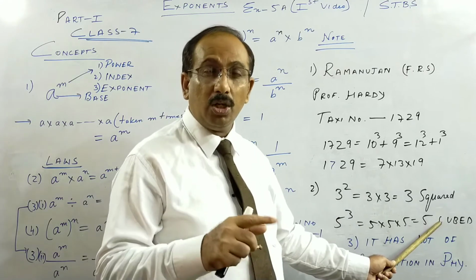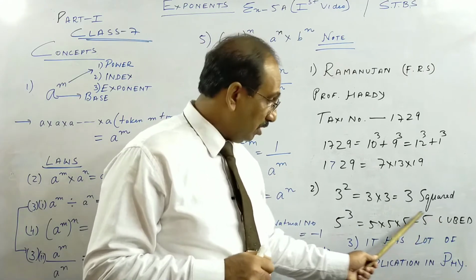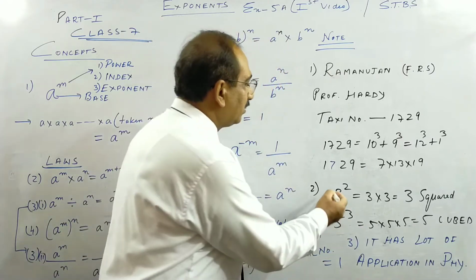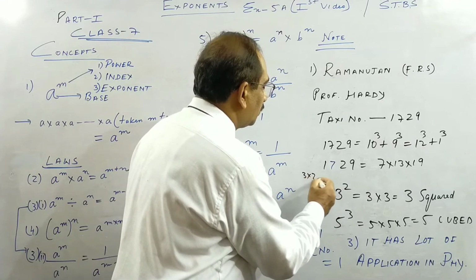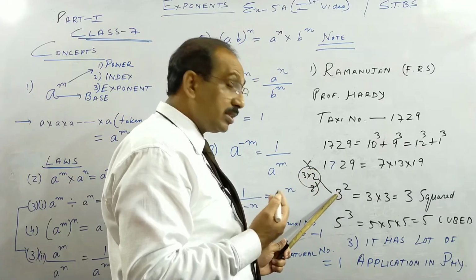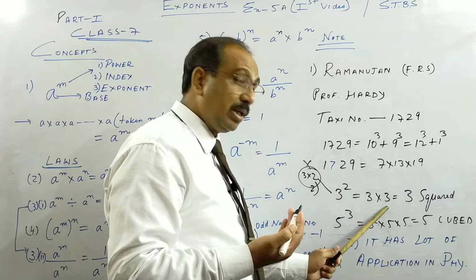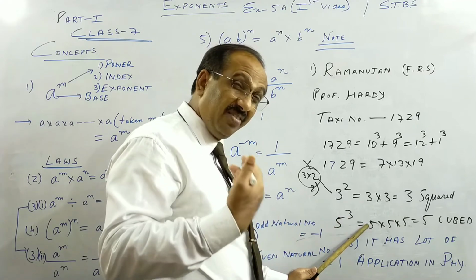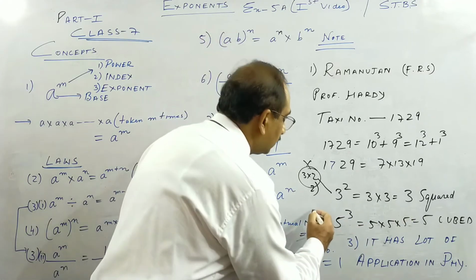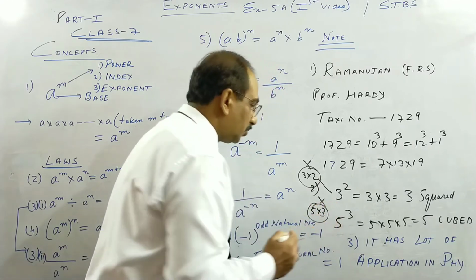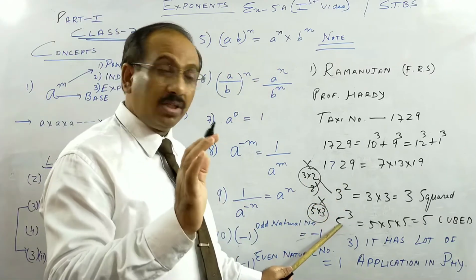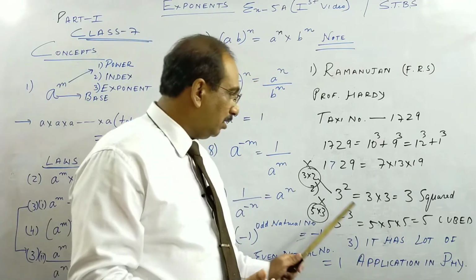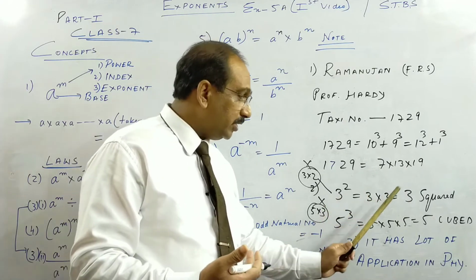5 cubed, C-U-B-E-D, not cube, means 5 is multiplied with itself three times. Never think of this, children, as 3 into 2. Many children think that. This is a symbolic representation where a number is multiplied with itself. Cubed is a symbolic representation where a number is multiplied with itself 3 times. This is never 5 into 3, so don't get confused. Cubed means anything: apple cubed is apple into apple into apple. Orange squared is orange into orange.